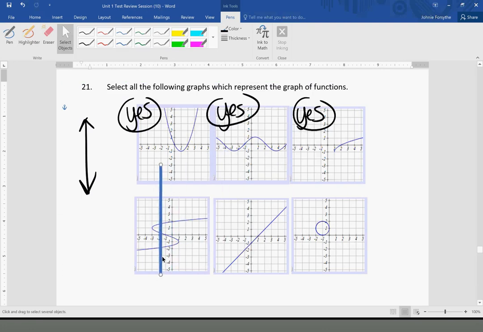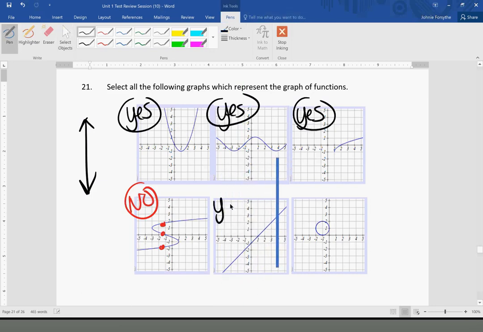Now this one is not passing the vertical line test. Look here. On that vertical line, 1, 2, 3 different times. This would not be a function. Okay? Because it is not passing the vertical line test. Let's do this one. That is passing the vertical line test, not crossing that graph more than once. And then the last one, this circle, is definitely going to fail the vertical line test. On that vertical line, it crosses that graph twice. So this would not be a function.